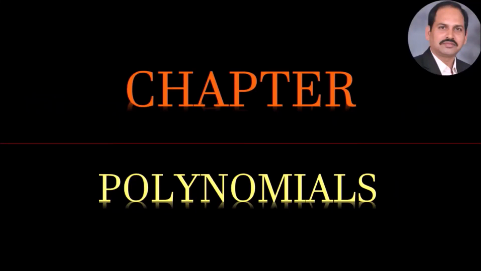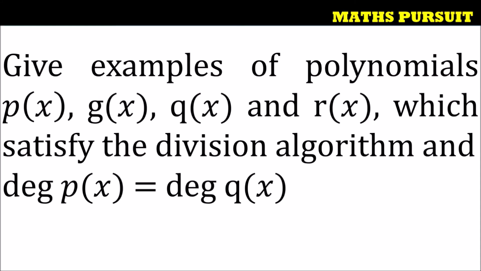Today we will look into the questions from the chapter called polynomials. The given question is: give examples of polynomials p(x), g(x), q(x) and r(x) which satisfy the division algorithm and degree p(x) is equal to degree q(x). So guys, this is one of the most important questions. So let us see how we are going to solve this.